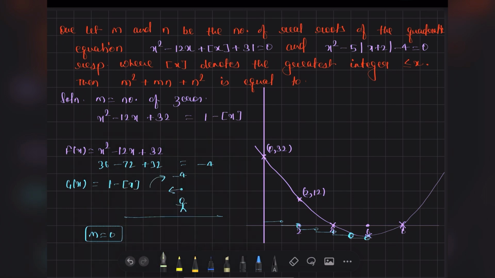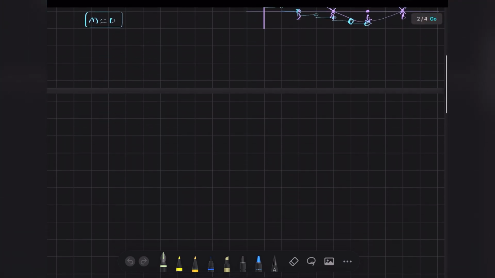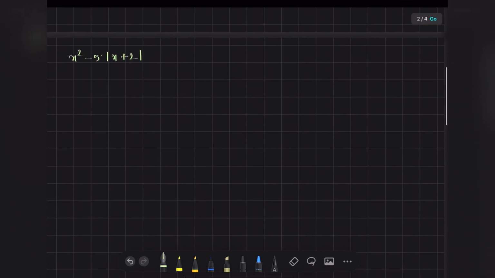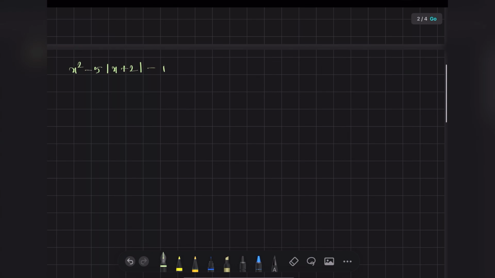Now we will go with the second part. So it is x square minus 5 mod x plus 2 minus 4 equals 0. So again you know that it is a modulus function, so sometimes it will open with a positive sign and sometimes with a negative sign. So first find out the zero. So x plus 2 equals 0, so this means x equals minus 2 is the zero.